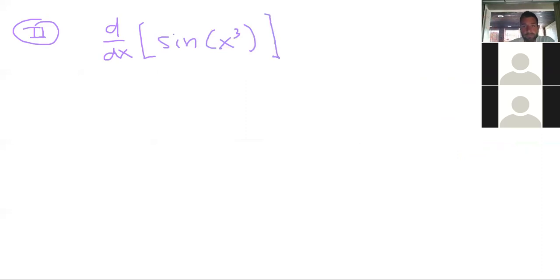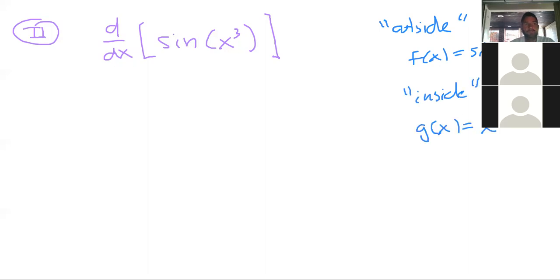So here, the outside is f of x equals the sine of x. And then the inside guy, who's getting eaten, is g of x equals x cubed. And so the chain rule gives us a very efficient way of computing this derivative. It says you take the derivative of the outside, which is cosine, leave the inside alone, times the derivative of the inside.